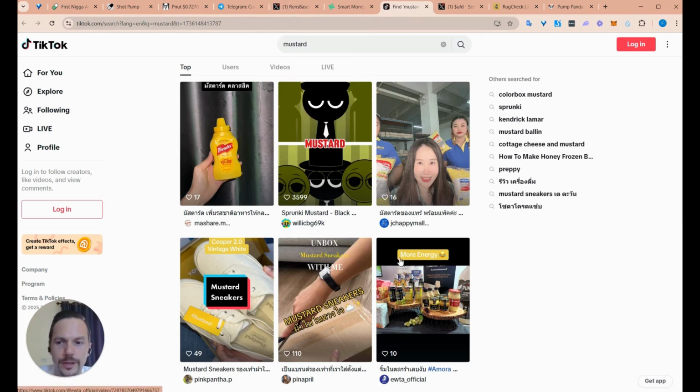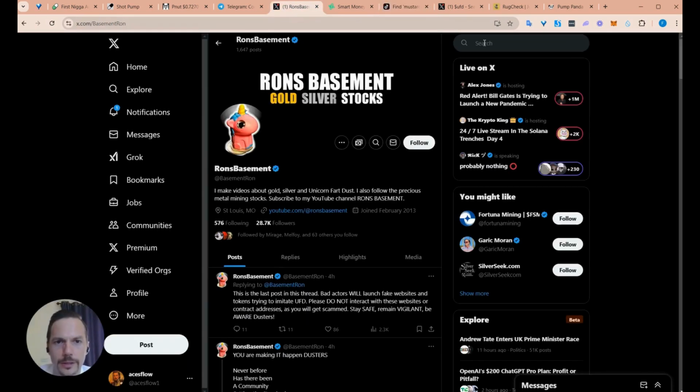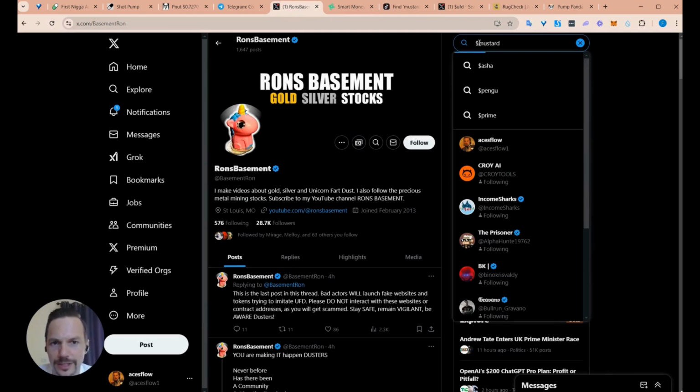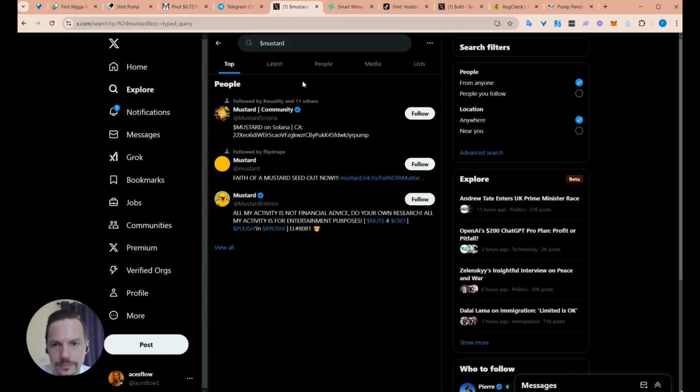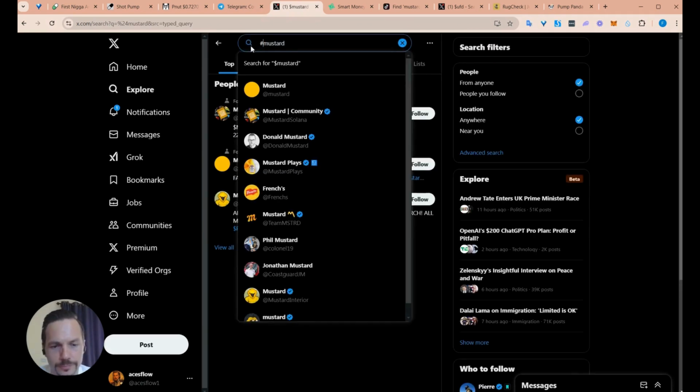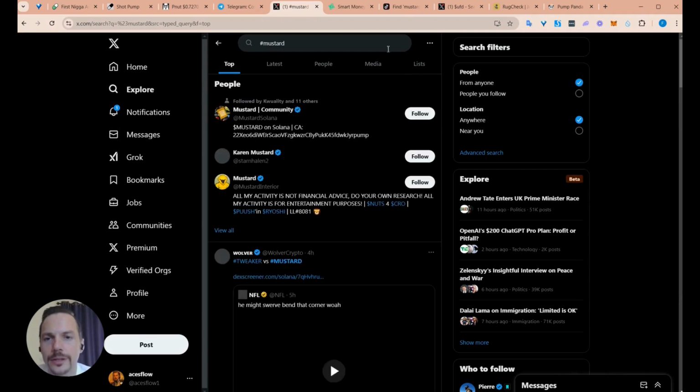Let's just assume that this coin comes as a signal, this mustard. And then I look, for example, at that moment on Twitter and type in mustard. Sometimes it doesn't work with the $ sign either. By the way, if the name is too long, then you have to search with the hashtag mustard. In that case, it's too long. Hashtag mustard.